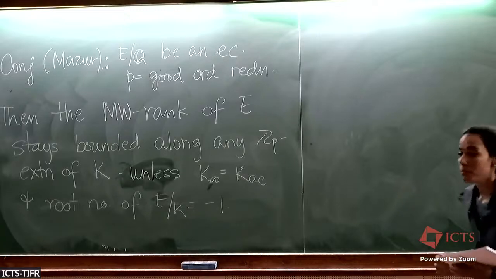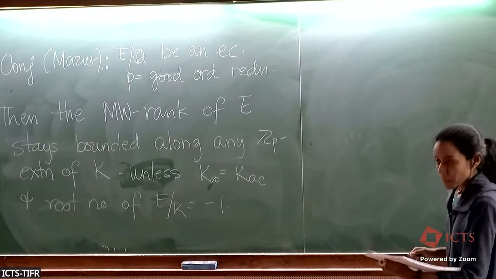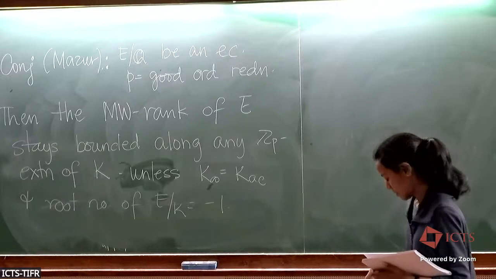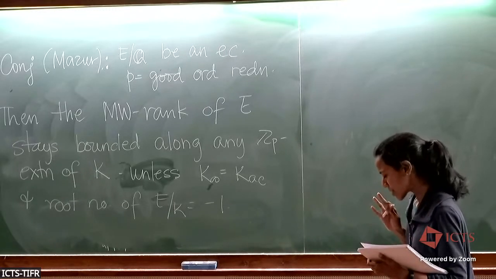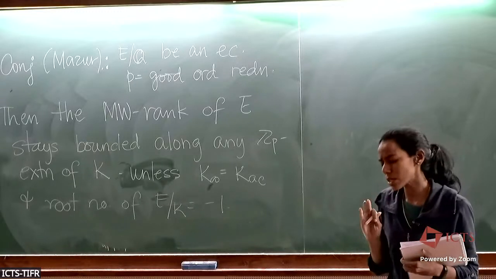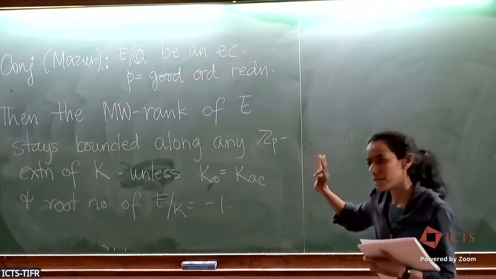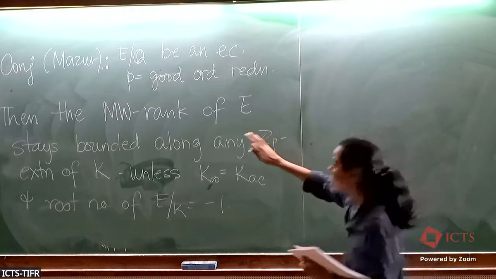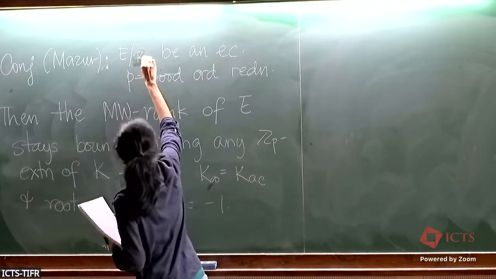Yes. E should be defined over Q, or can this be applied for a curve defined over K? Okay, that's a good question. Maybe he phrases the conjecture for any elliptic curve defined over K. But whenever I talk about it, it will be over Q. So maybe in his conjecture, he does not require the elliptic curve to be defined over Q.